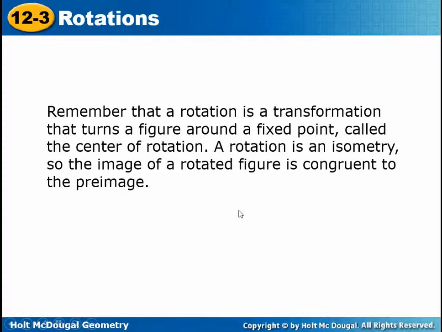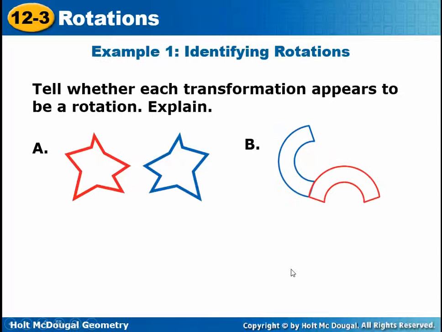A rotation is a transformation that turns a figure around a fixed point called the center of rotation. A rotation is an isometry, so the image of a rotated figure is congruent to the pre-image. Our fixed point when we do the coordinate rotations will be 0, 0, just for the sake of making it a little easier. You can also, though, rotate about a point on the figure.